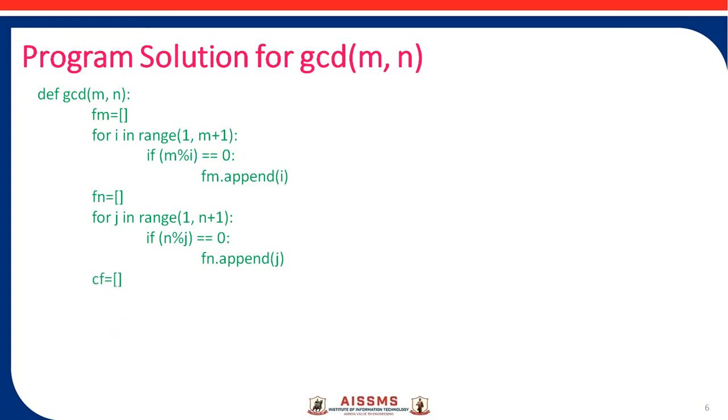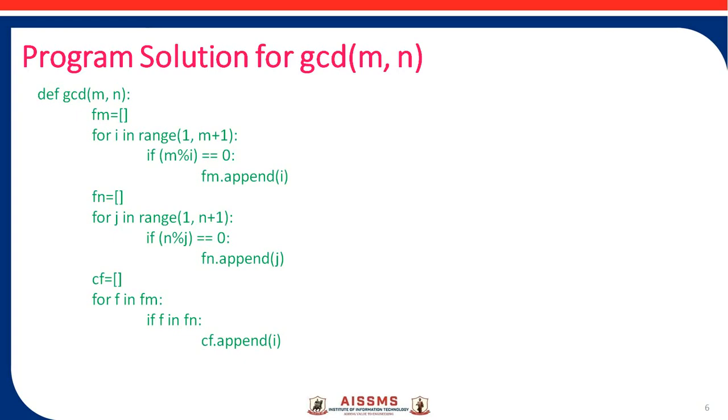Then we have to calculate the common factor list. For that, we have to check whether these factors are available in both lists or not. This is going to be checked with this particular for loop. First, we check for f in every fm, whether this particular f is also in fn or not. If it is available in both, then we can add that particular element to our common factor list. So after executing these three statements, we'll have the common factor list.